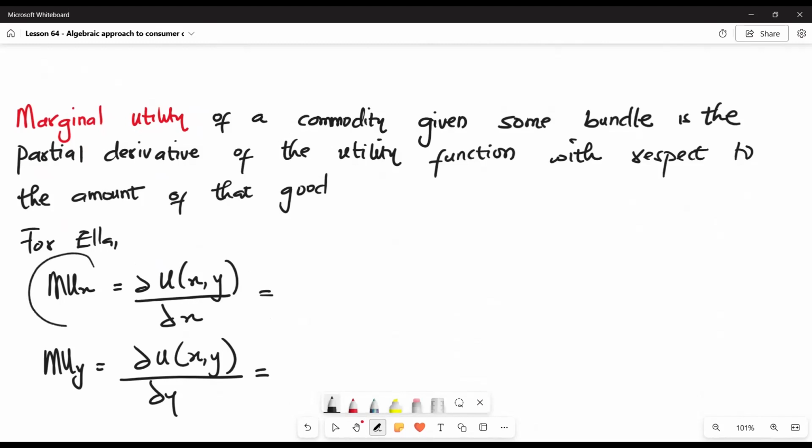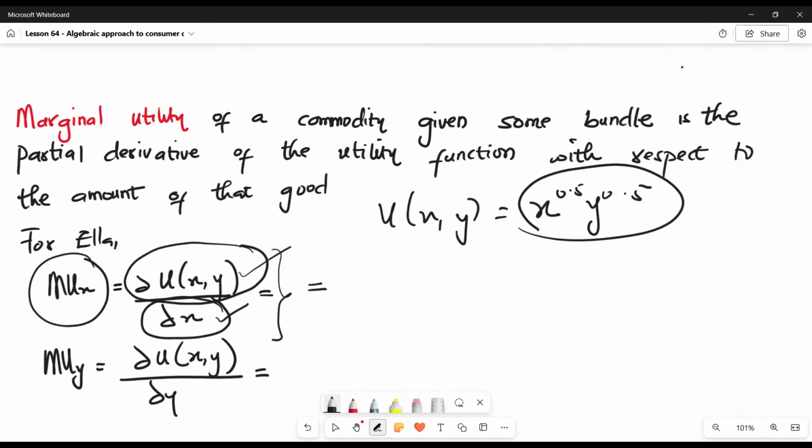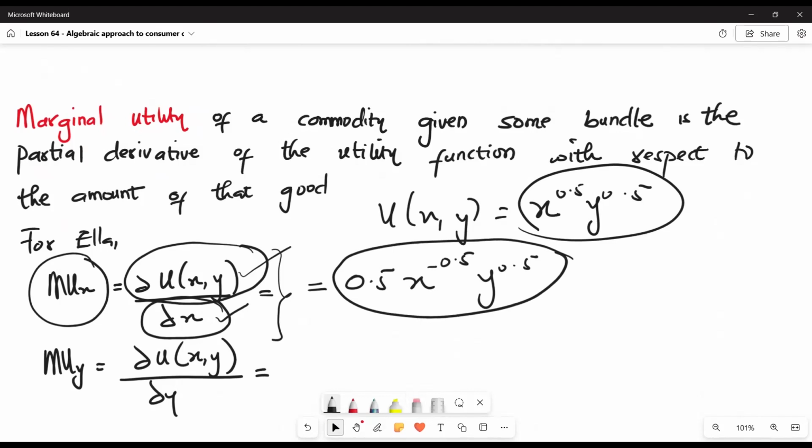So for Ella, her marginal utility of good X is simply the differentiation of the total utility with respect to good X. So what this function is telling us is how much the total utility changes when we change good X. Our utility function is given to us as x raised to the power 0.5, y raised to the power 0.5. Now, if we differentiate this function with respect to x, what we're going to get is 0.5 x to the power minus 0.5, y to the power 0.5. So this function here is the marginal utility of good x.